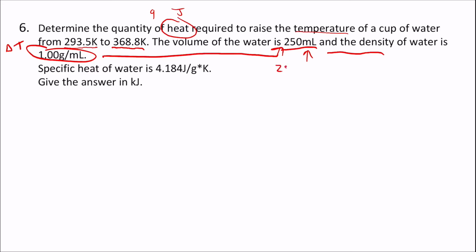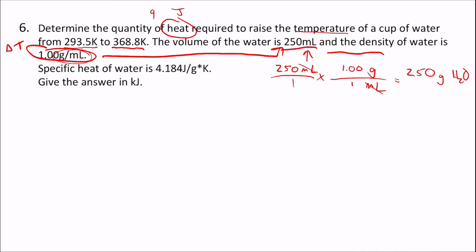So 250 milliliters over 1. Milliliters is going to go on the bottom. And then from this conversion factor, grams will go on top. And since it's 1.00 grams, it's going to be 1.00 grams on the top, 1 milliliter on the bottom, and mathematically it didn't change anything, right? Milliliters cancels out, and you get 250 grams of water.